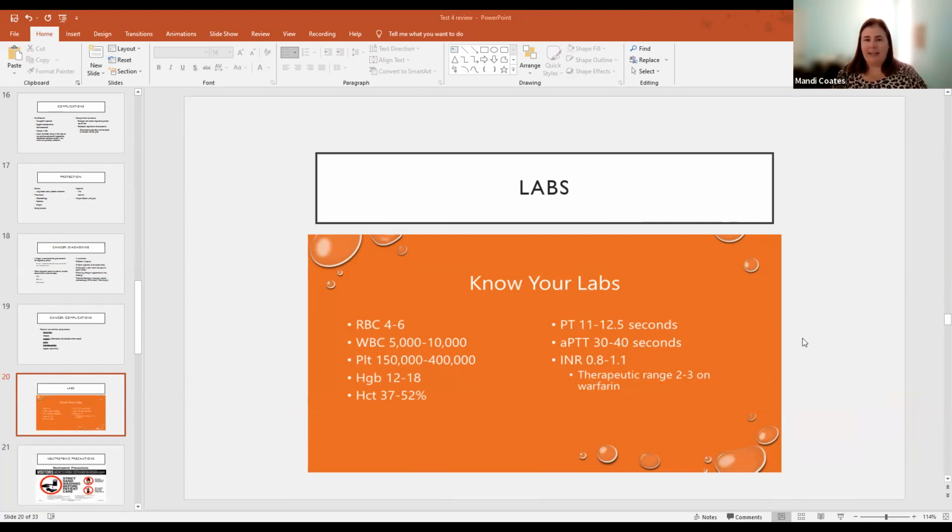Like we talked about, platelets, that's going to be your bleeding. So if your platelets are low, we're going to do bleeding precautions. Just because your hemoglobin and hematocrit are low does not put you at risk for bleeding. We talked about that extensively. Remember neutropenia. We'll get to that in just a second.